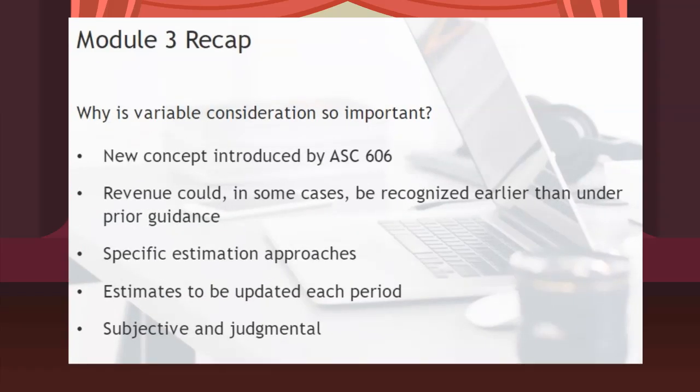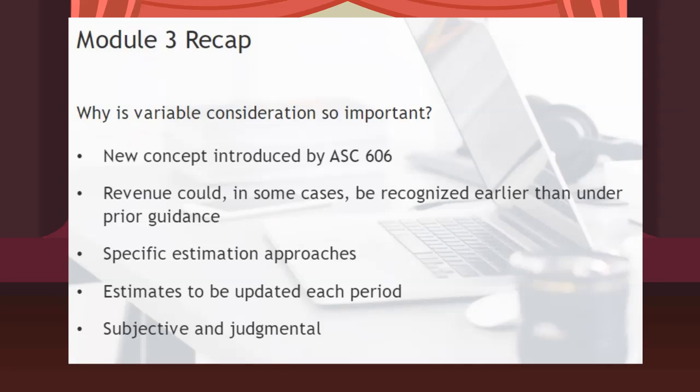Variable consideration is a significant shift in accounting guidance under ASC 606. Prior revenue guidance did not allow revenue recognition until the contract price was fixed or determinable. This change reflects the new standard's principle that revenue should more closely depict the transfer of control, even if that means more uncertainty in the measurement of revenue.